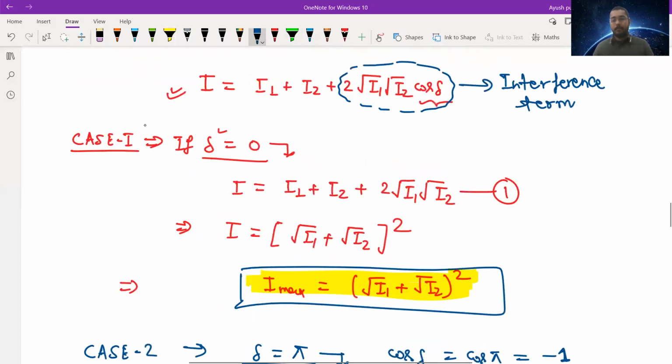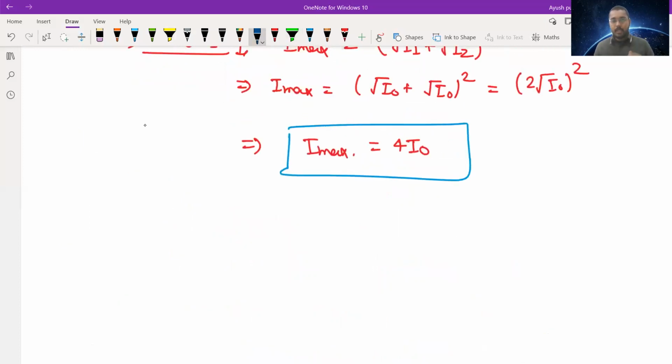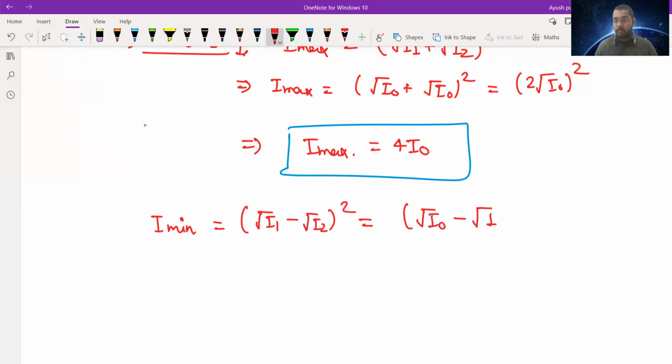Great. Now, let's calculate the minimum intensity from case 2. What was the formula for minimum intensity? I minimum is root I1 minus root I2 whole square. Now let's put the value of I1 and I2 same. So root I1 minus root I1 is equal to 0. So you can clearly see this will give us 0.